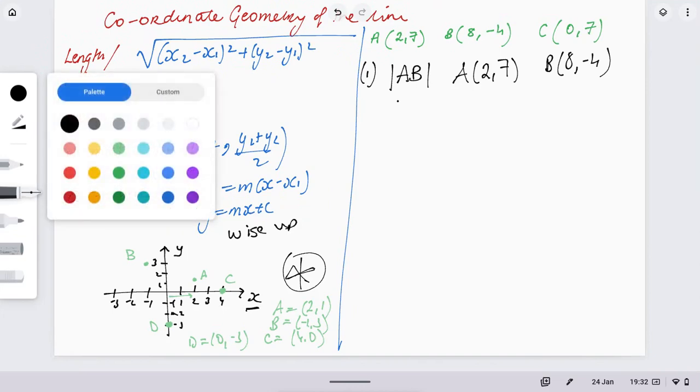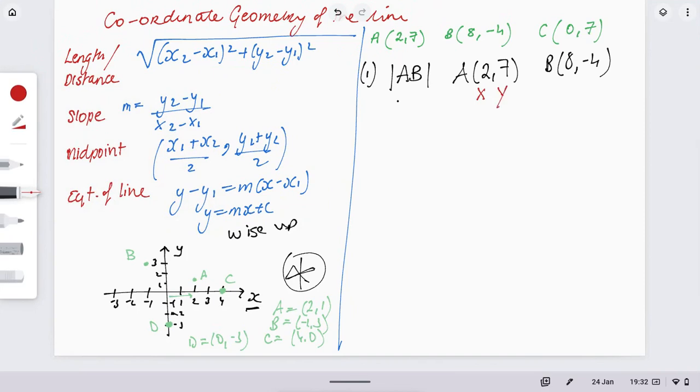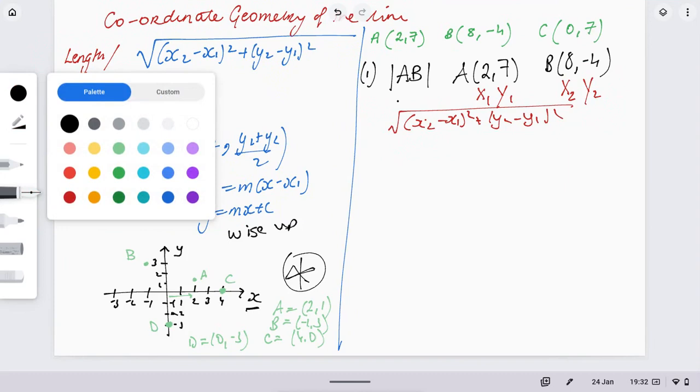When you're labeling your points, your first point stands for an X, your second point stands for your Y, and then your 1s are for your first point, 2s for your second point. So X, Y, X, Y, or X1, Y1, X2, Y2. Now always write down your formula. So your formula for this one: the square root of (X2 minus X1) squared plus (Y2 minus Y1) squared. And then put in the values.